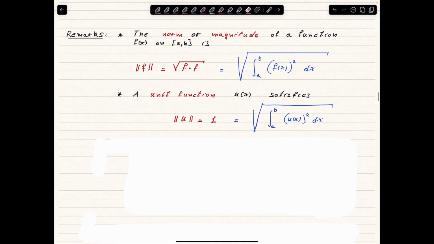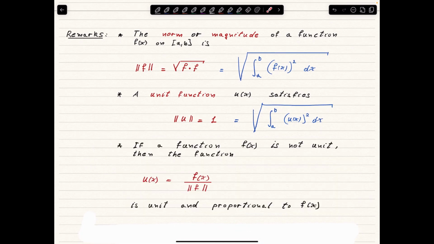And now, if you have a function f of x and this function is not unit, then you can always rescale the function by dividing by this number. Recall, this quantity here is just a number. When you do the integral, you get a number and then the square root. So you rescale the original function by that number, and then this function u is going to be a unit, and of course proportional to the original function.